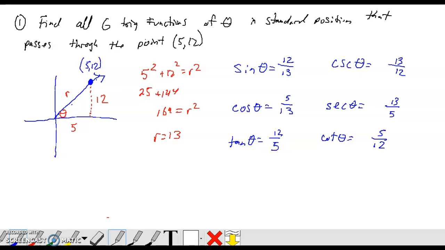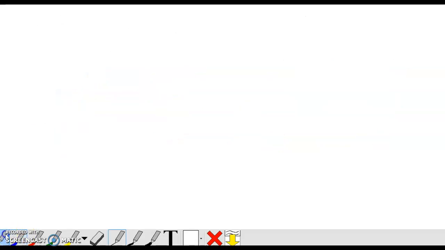All right. So let's go ahead and try another example. So call this example 2. Same thing. Find the 6 trig functions through the point (-3, -4). So go ahead, try pausing the video right now and see if you can come up with your 6 trig functions.